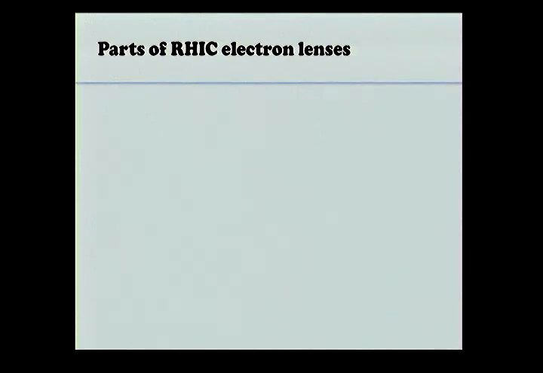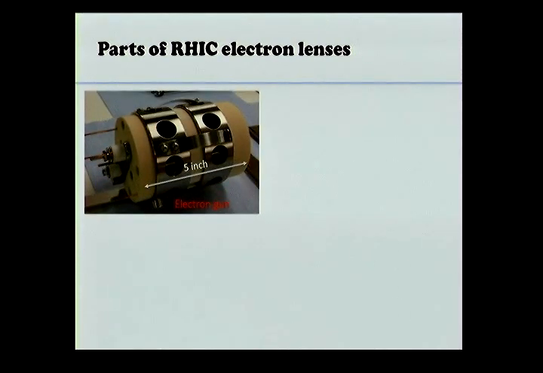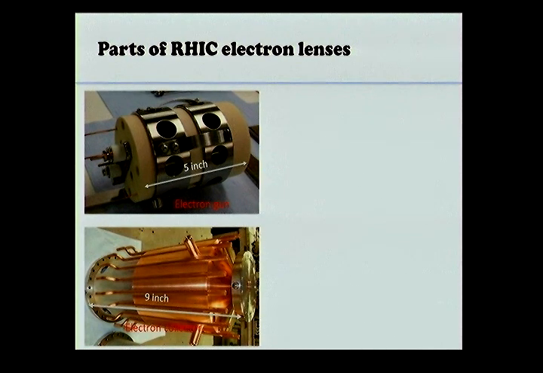Finally, I will show you the real parts of the RHIC electron lenses. This one is the electron gun. It is about 5 inches long, and this one shows the electron collectors. It's about 9 inches long because the electron beam is dumped into the electron collectors and will deposit the energy inside the surface of the electron collector. So here we use water cooling to cool the collectors. Both were designed by Sasha Pinayev, expert of electron and ion sources.